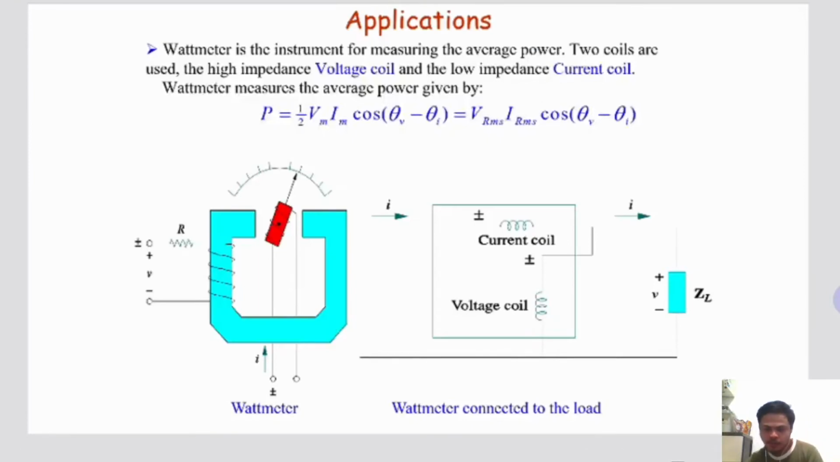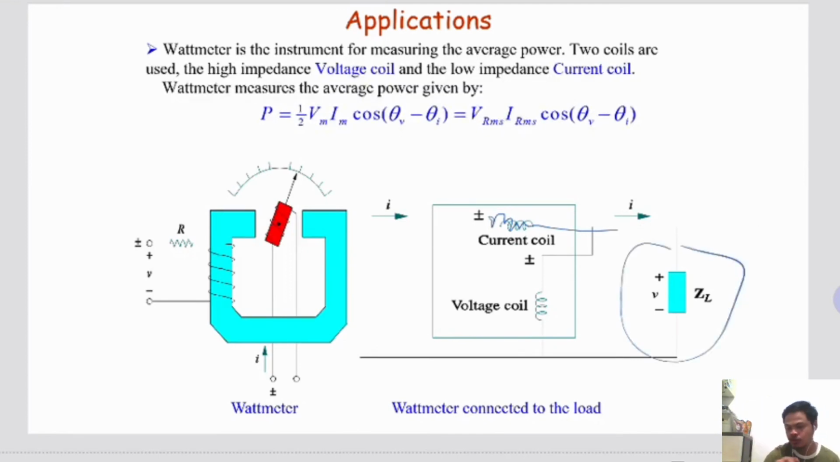The application for that is by making use of a wattmeter. The wattmeter is the instrument for measuring the average power. Usually we install it in this circuit diagram. The current coil of our wattmeter is connected in series, while the voltage coil should be connected in parallel to that terminal. So this is the formula for average power.